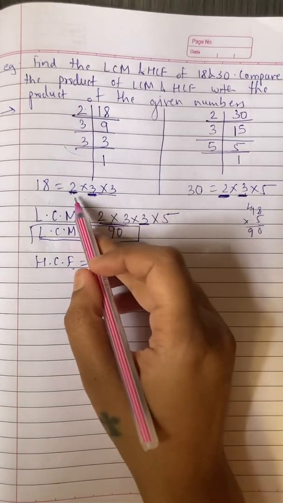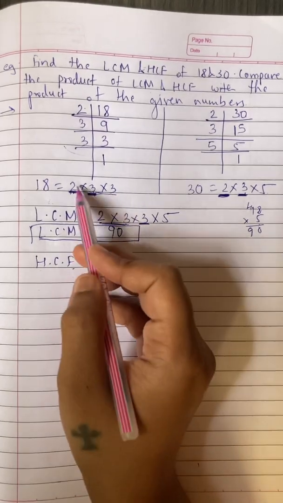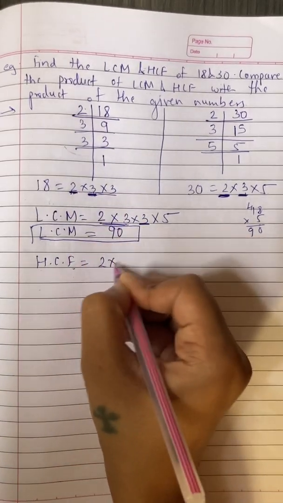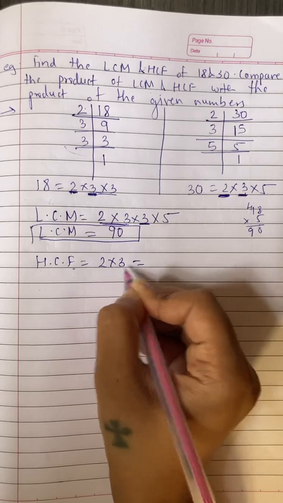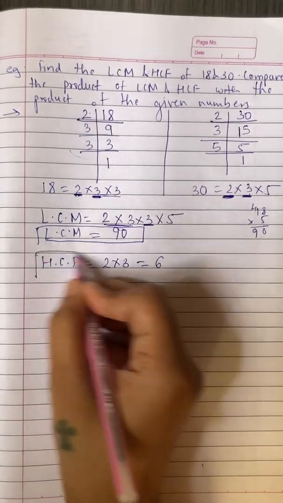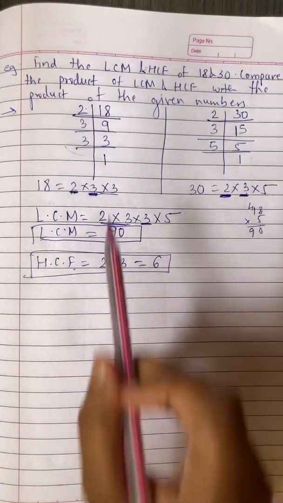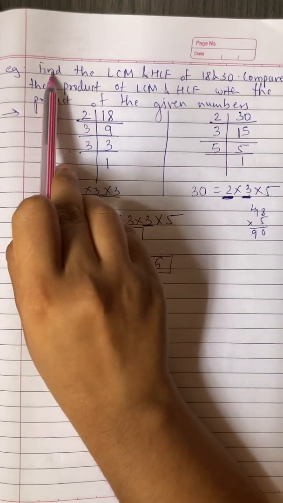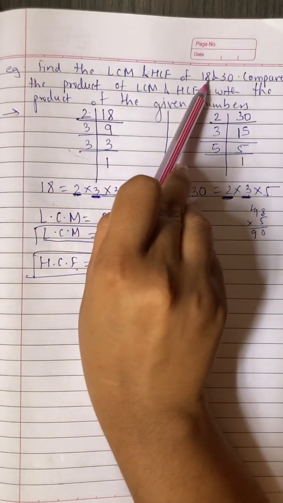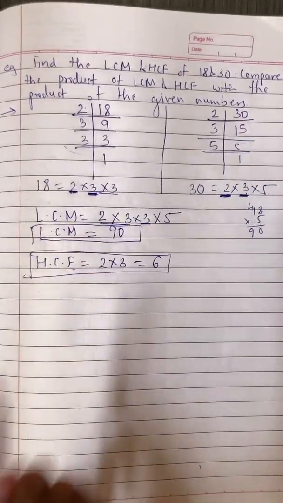So which two numbers remain for HCF? 2 into 3. Now multiply. 3 2s are 6. So HCF is 6. So the first part of the question we solved. Find the LCM and HCF of 18 and 30. So we have found out both.